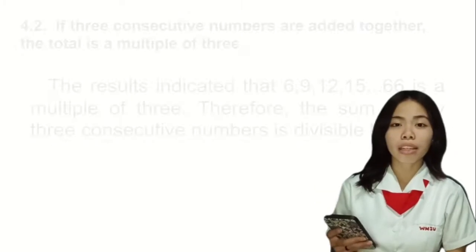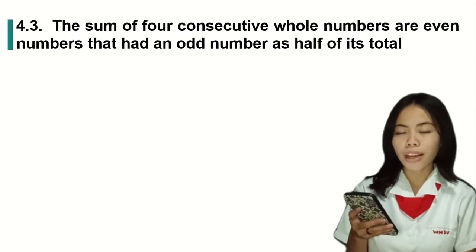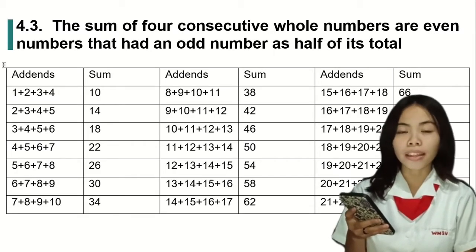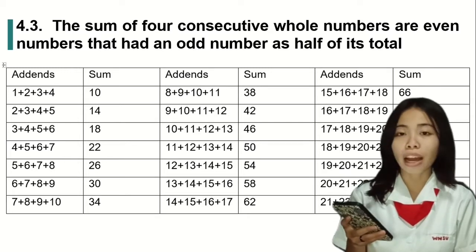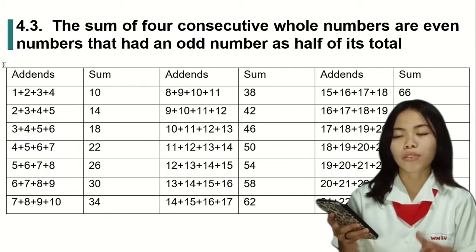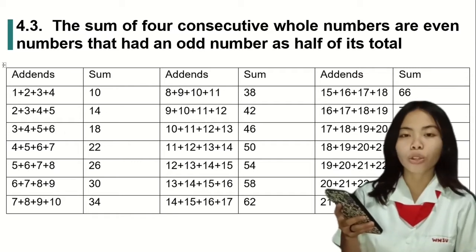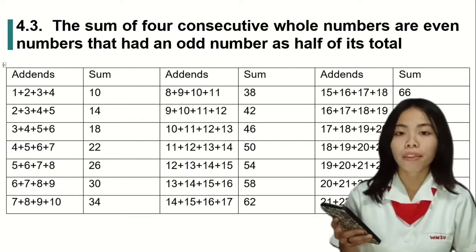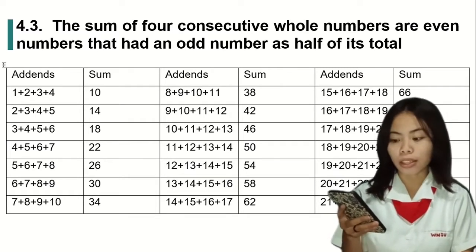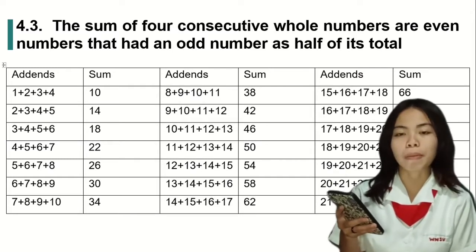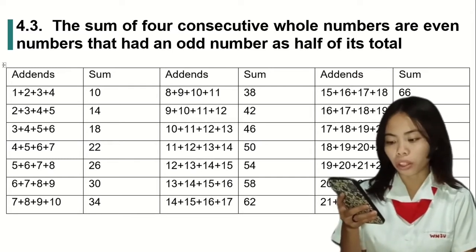For our analysis 4.3, the sum of 4 consecutive whole numbers is an even number that has an odd number as half of its total. For example, 1 plus 2 plus 3 plus 4 equals 10, and 2 plus 3 plus 4 plus 5, the sum is 14. 3 plus 4 plus 5 plus 6 equals 18. 4 plus 5 plus 6 plus 7 equals 22.